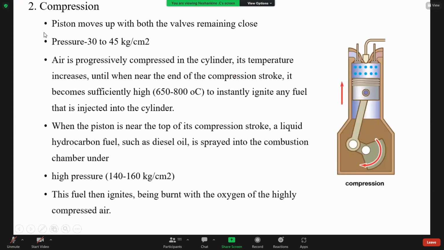Second one is compression. The piston moves upward. At that time, pressure is 30 to 45 kilograms per centimeter square. Air is progressively compressed in the cylinder. Its temperature increases, I already explained to you. At that time, it is nearly 650 to 800 degrees C. At that time, we inject the fuel. Then combustion will occur.